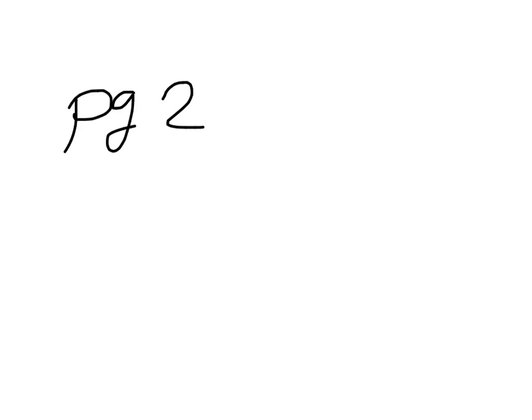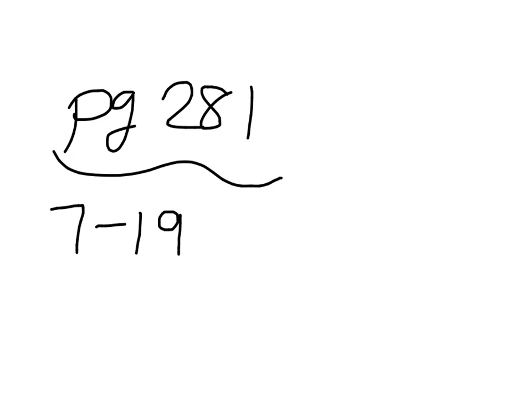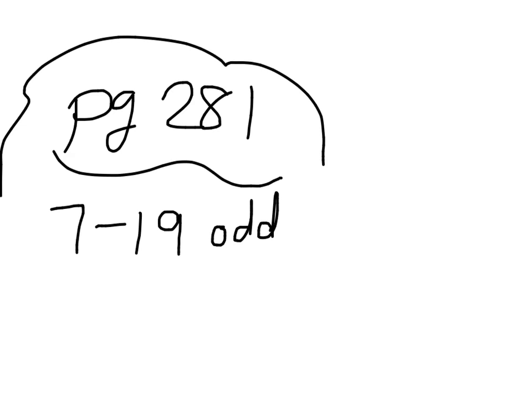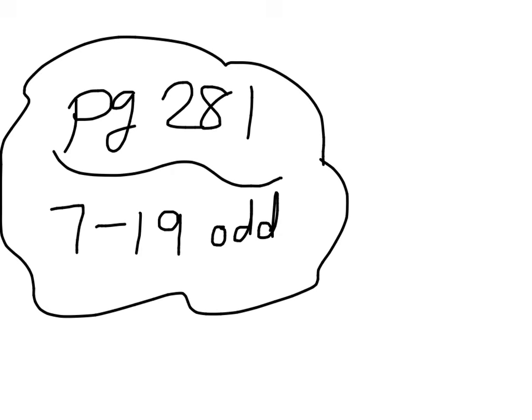So on page 281, we're doing 7 to 19 odd. Again, just to read the directions, the first one's for 7 through 11. That's where you're solving for x, and then you put in -3 for the y and see what you get. Then on 13, 15, 17, and 19, which we just did 15, you're going to find the inverse and then graph both on the grid, and you're done. Okay? Okay.